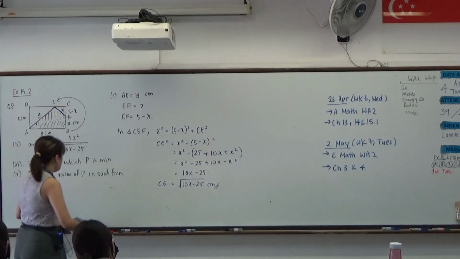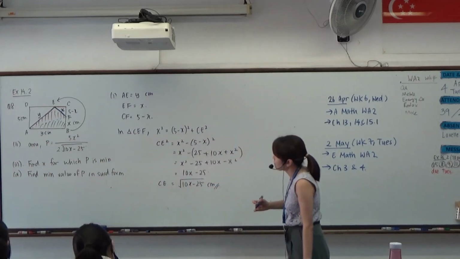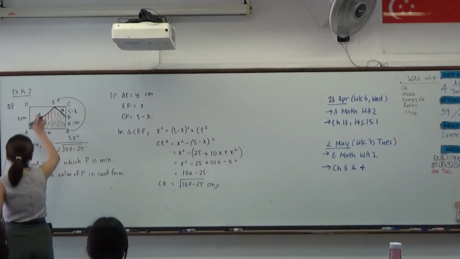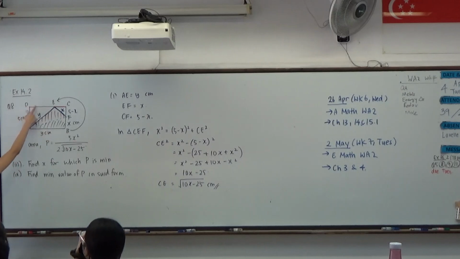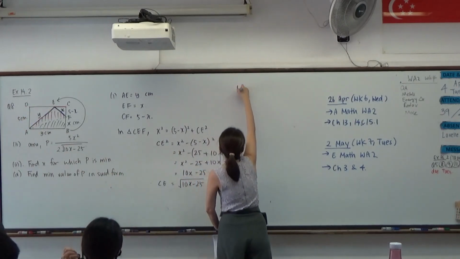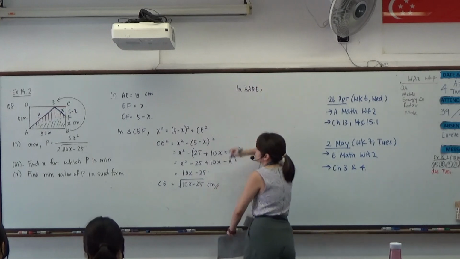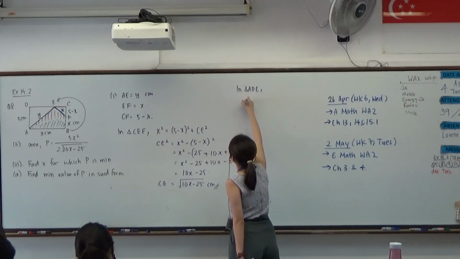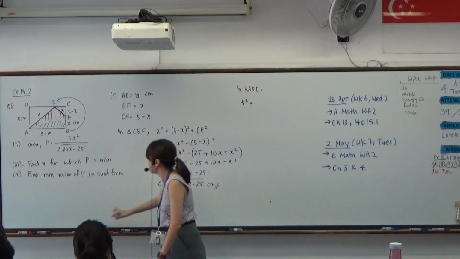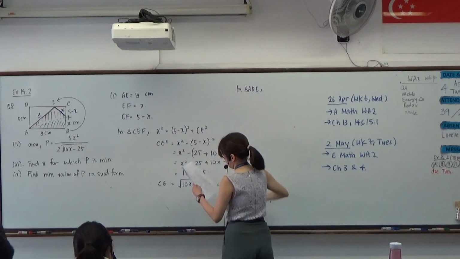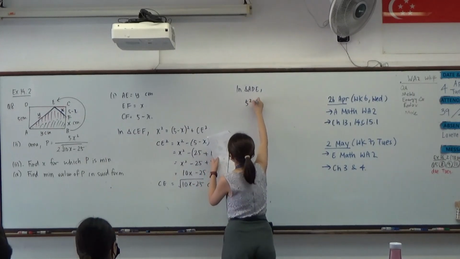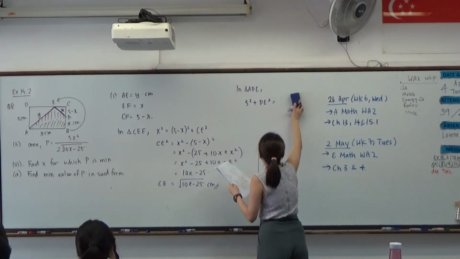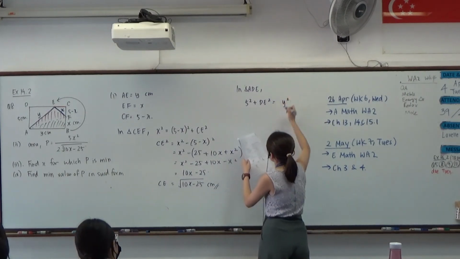Okay, so then after that, in order for us to actually find out what AE is in terms of X, which we already know is equal to Y, one option is to look at triangle ADE. So in triangle ADE itself, we see that 5 squared plus your DE squared is equal to AE squared, which is our Y squared.